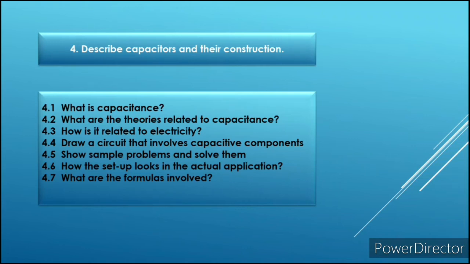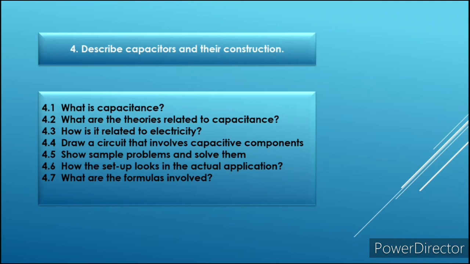So the first law of electrostatics states that like charges repel each other and unlike charges attract each other, while the second law of electrostatics states that the force of attraction or repulsion between charges is directly proportional to the product of two charges and inversely proportional to the square of the distance between them.